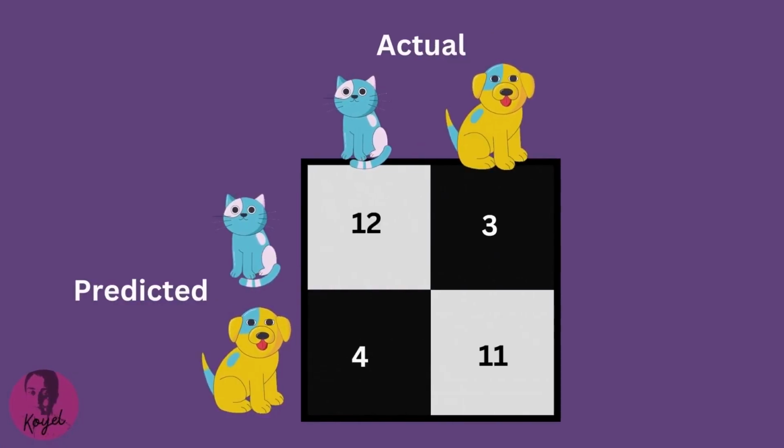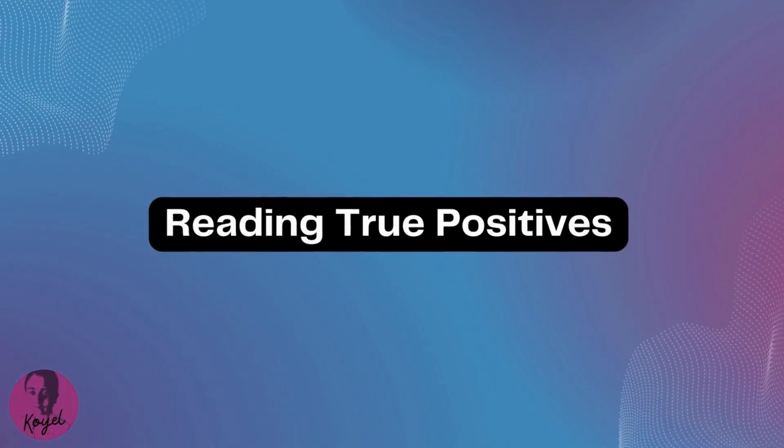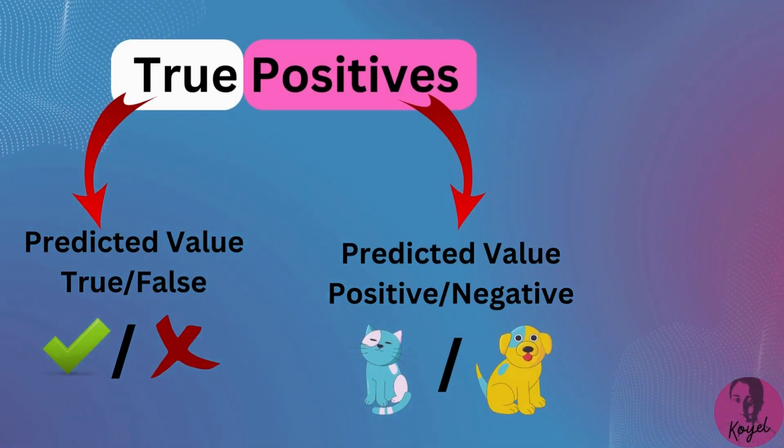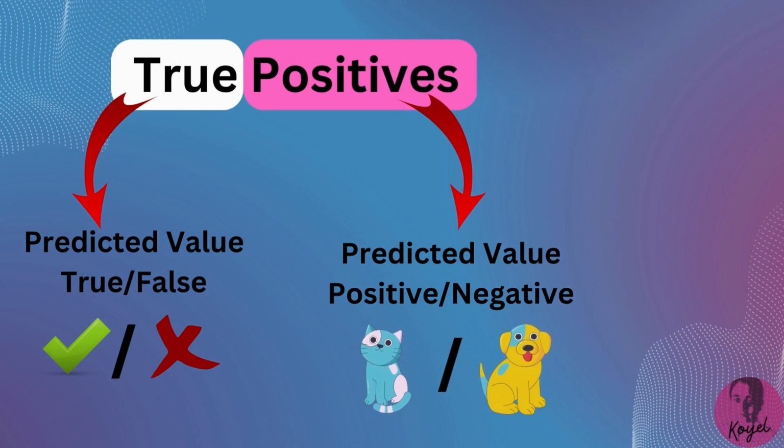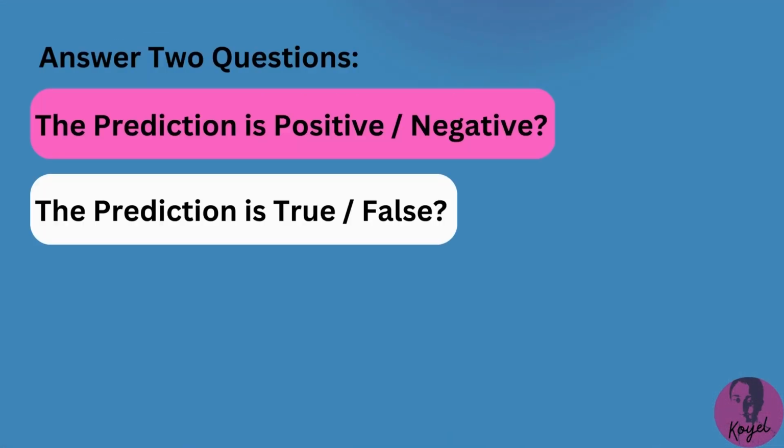Here comes the best part of this video that you won't find anywhere else. In this part, I would be sharing how to read a confusion matrix without memorizing anything at all. Suppose this is the confusion matrix that we are trying to read. Let's identify the true positives first. Here you can see the term true positives contain two parts. One is the true false part and the other is the positive negative part. The positive part indicates that the predicted class is positive, which is cat in our discussion. The true part indicates that this prediction is indeed true.